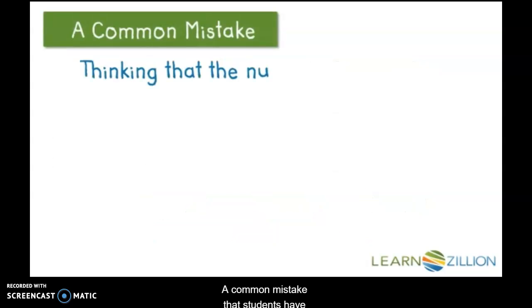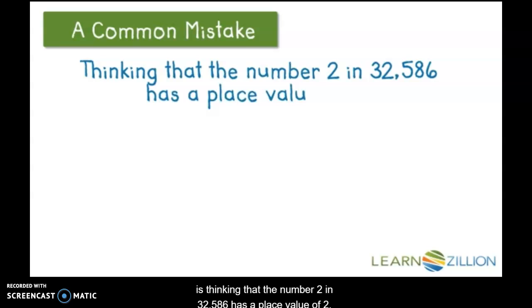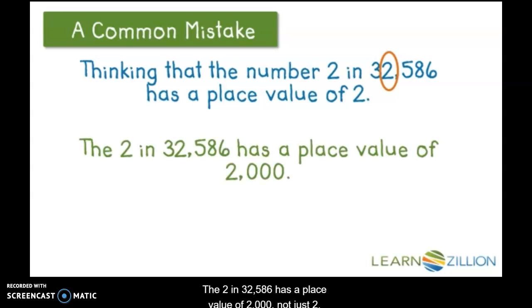A common mistake that students have is thinking that the number 2 in 32,586 has a place value of 2. The 2 in 32,586 has a place value of 2,000, not just 2.